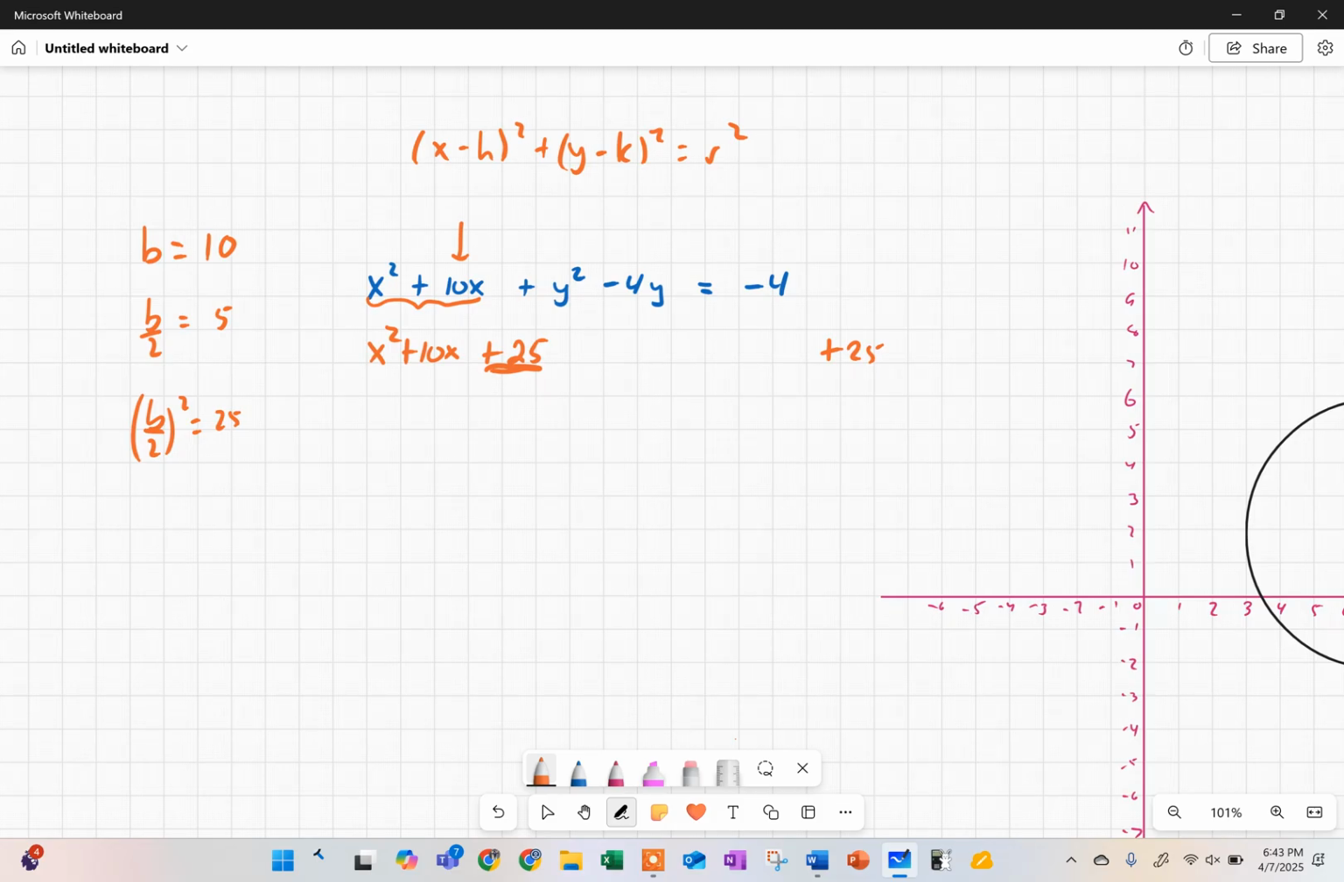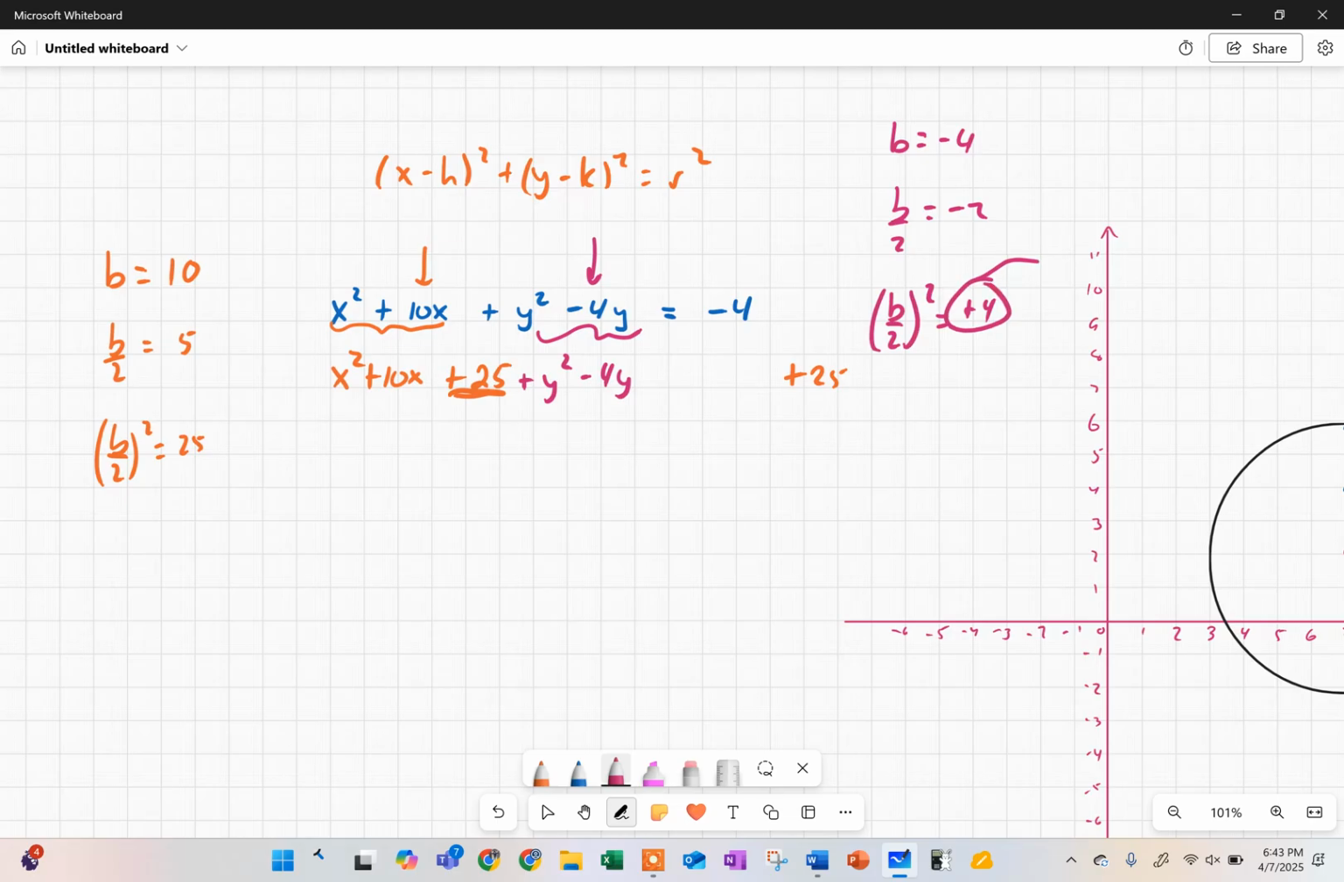And then I'm going to look at this. Our new b, this b is negative 4. b over 2 is negative 2. And then I'm going to square that, and we get positive 4. Now I'm going to do the same thing here. I'm going to bring this down, plus y² − 4y, and now I'm going to add this 4. And once again, I can't just add that 4 to one side. I have to add to the other side as well. So I'll bring down this 4.